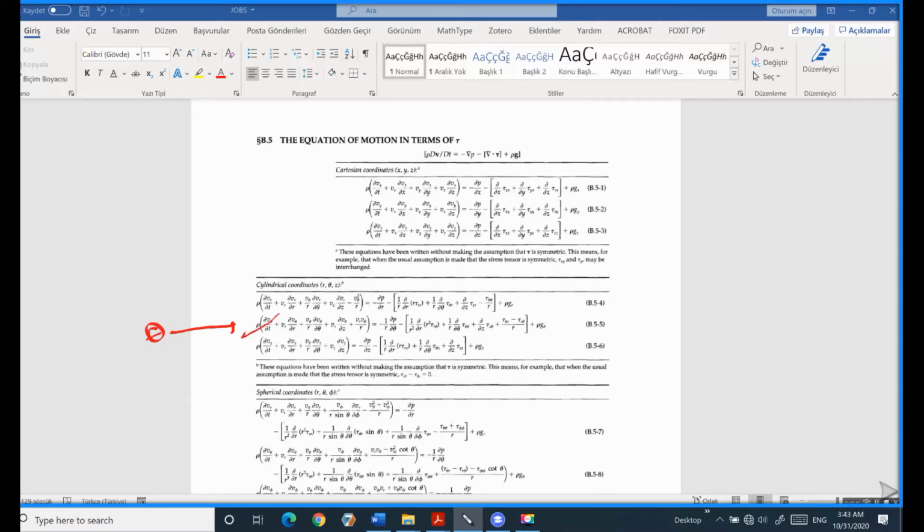This is 0 because v theta is 0. This is 0. This is 0. This is 0, and this is also going to be 0. On the right side, similarly, this term is going to be 0. This term is going to be 0. This term is going to be 0. This term, and the left side from here, the left side is 0.